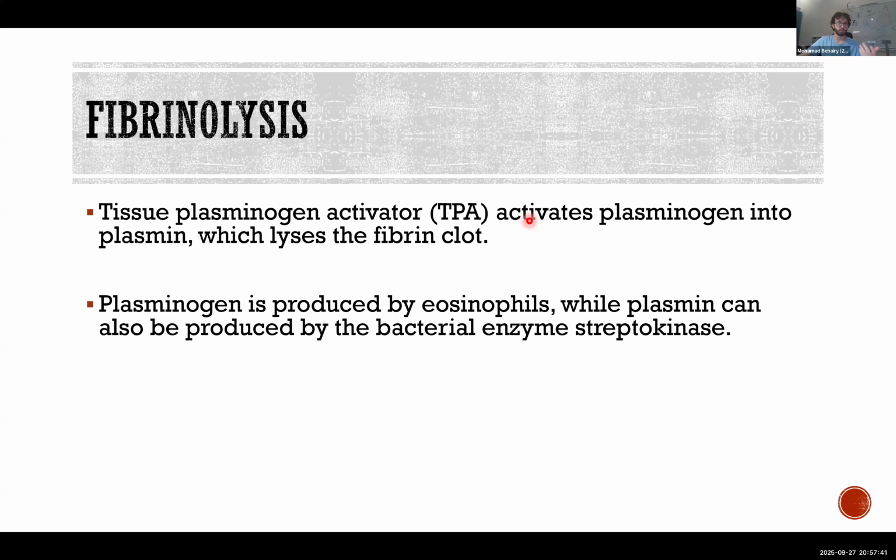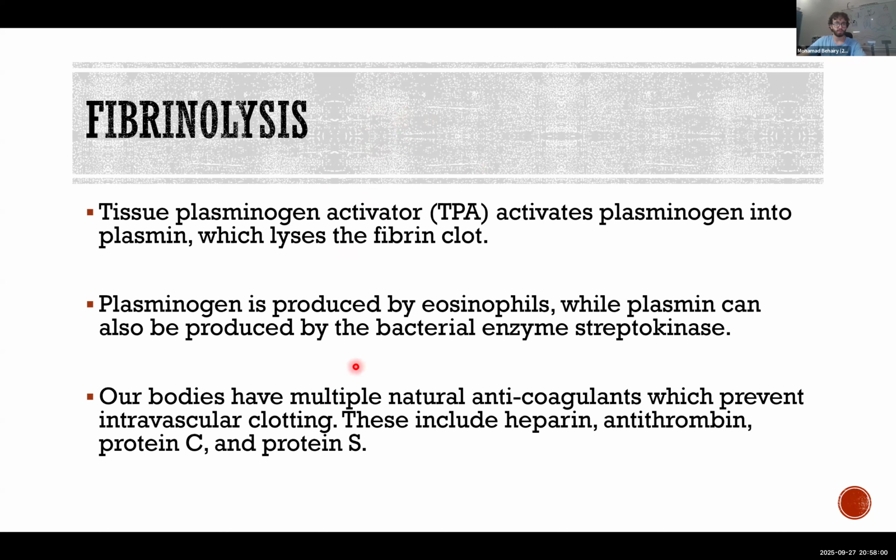Again, you won't be tested about this. I'm just telling it to you for the sake of your knowledge. I just want you to know that plasmin is what breaks the fibrin, and the tissue plasminogen activator will turn plasminogen into plasmin, sorry, which will break the fibrin.